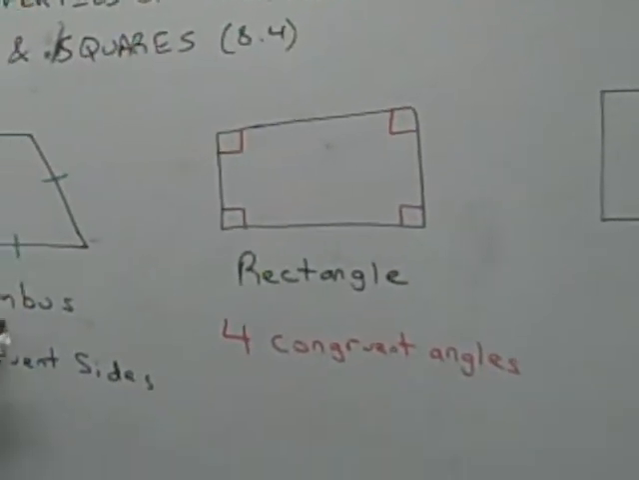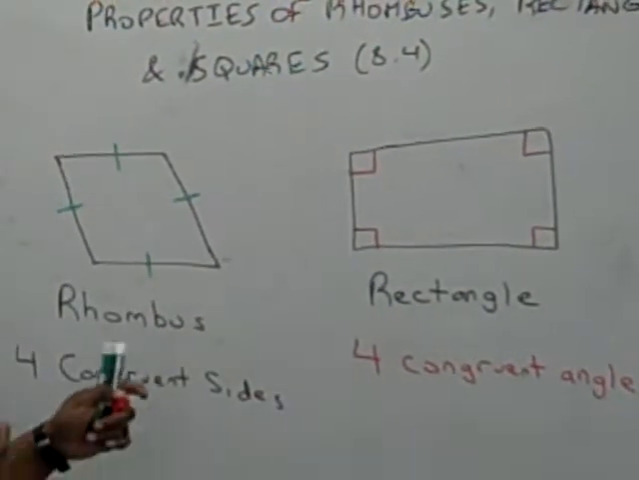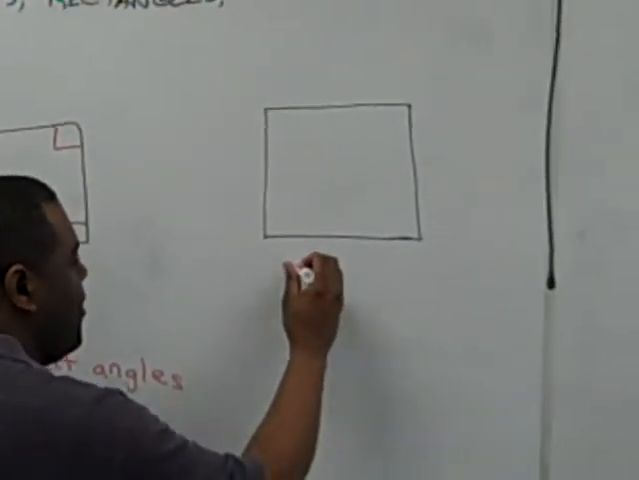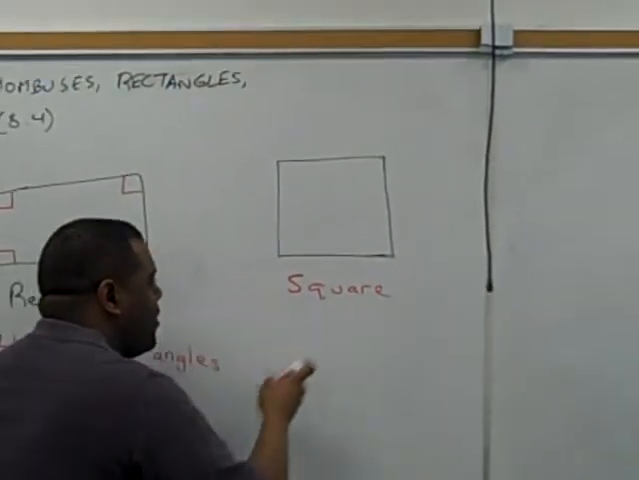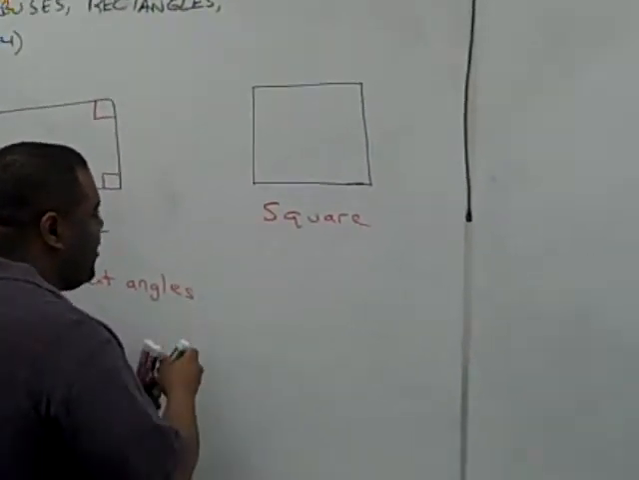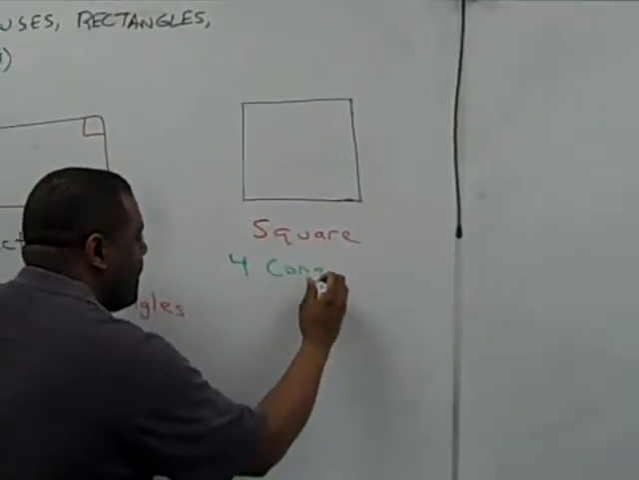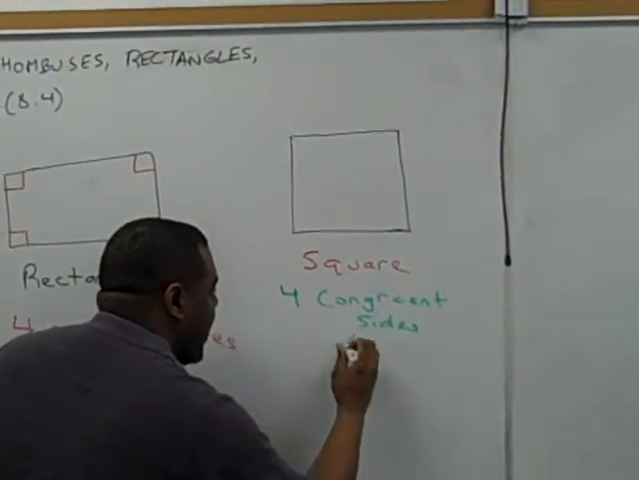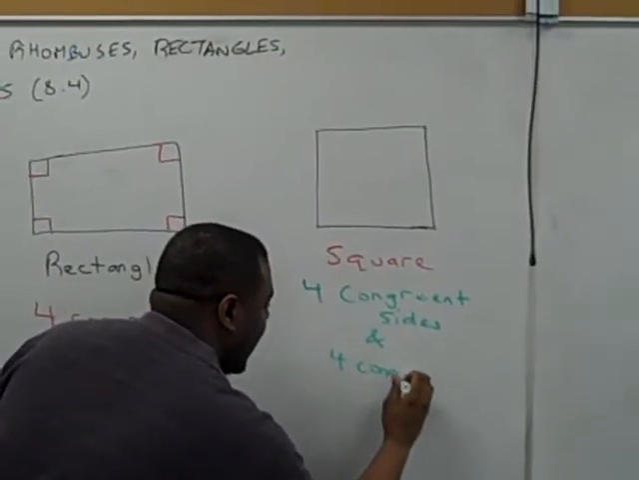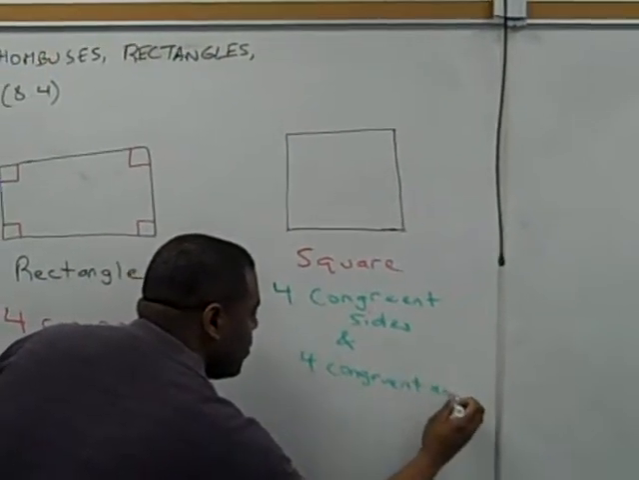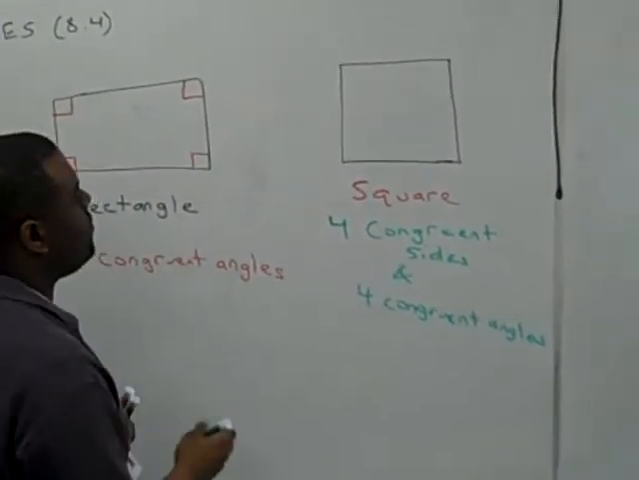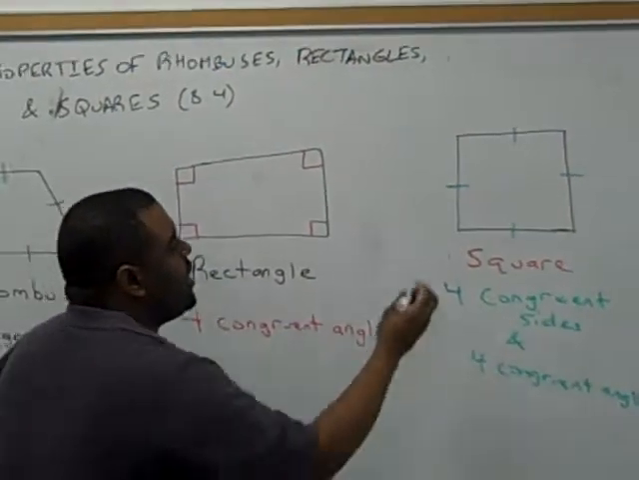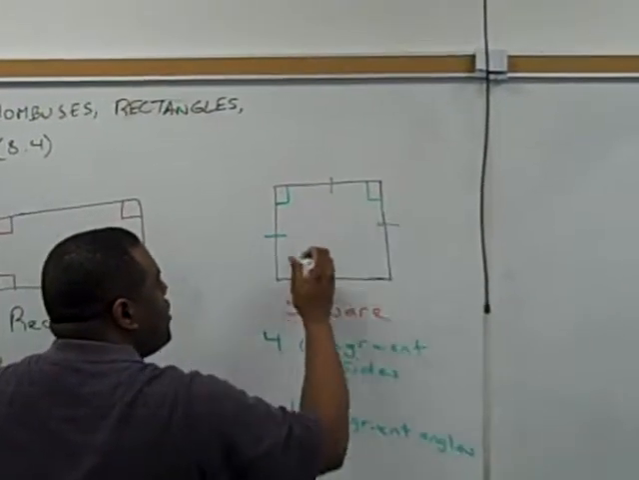Now, if you take a rhombus and a rectangle and put them together, what you'll get is a square. Because a square has four congruent sides and four congruent angles. Okay? So I'm just going to mark these off. Here's my four congruent sides. And here are my four congruent angles.